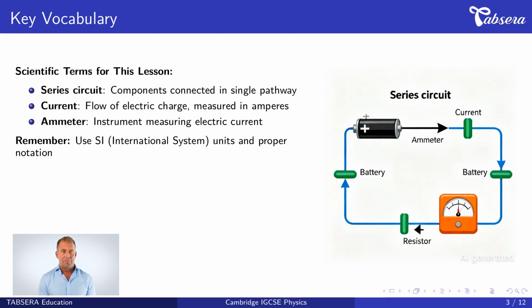Third, ammeter, which means an instrument specifically designed to measure electric current, connected in series with the circuit. Understanding these terms precisely is crucial. Remember to use SI units, the International System of Units, and proper scientific notation throughout your work.